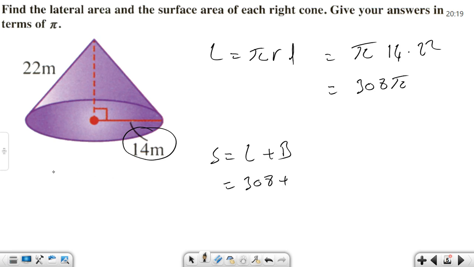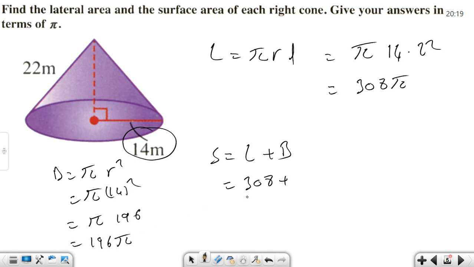308 pi plus, I need the base. What is the base? Pi r square, because that's a circle, the area of the circle. Pi times 14 square. What is 14 square? 196, so we can say 196 pi. So 308 pi plus the base, 196 pi, altogether 504 pi. Not centimeter, sorry, that's meter square, because the given unit is meter.